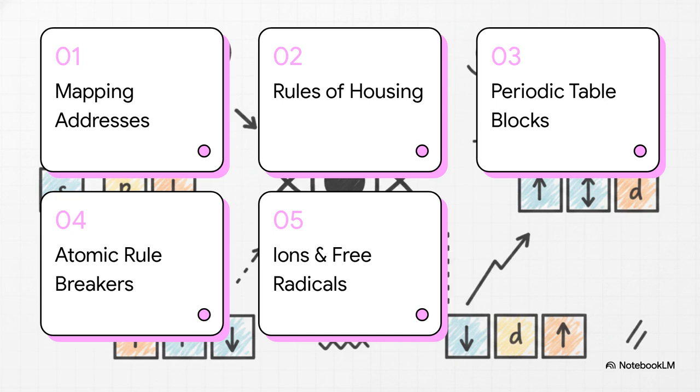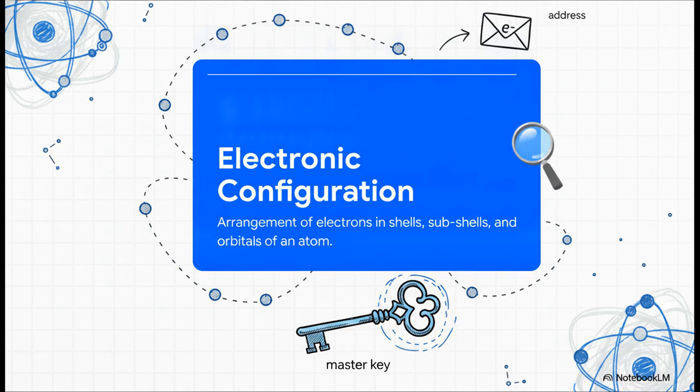Let's jump right in. To set our baseline, let's talk about electronic configuration. It's essentially the exact mailing address of an electron. It is a system that tells us the specific energy level, the subshell, and the precise orbital location of every single electron within an atom. Understanding this arrangement is absolutely crucial. It's basically the master key to chemistry, because it's these outermost electrons that dictate how atoms bond, react, and ultimately form the physical world around us.